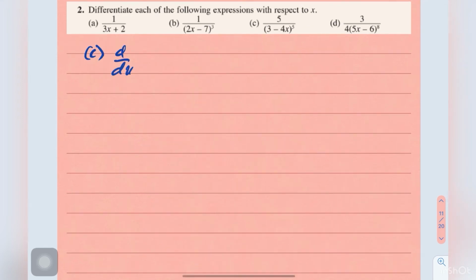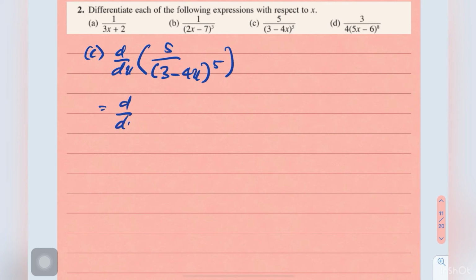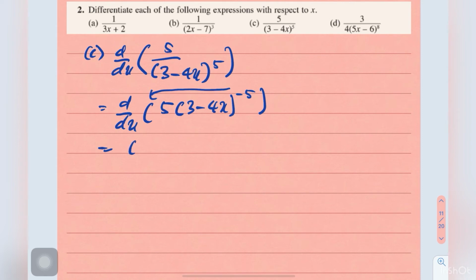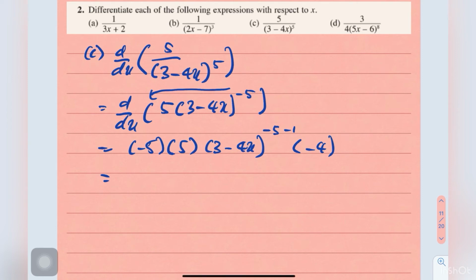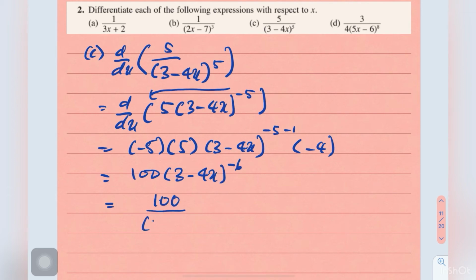d/dx of 5 over (3 minus 4x)^5. Okay, move up, 5 is a constant. (3 minus 4x) to the power of negative 5. Okay, so here negative 5 times 5 (3 minus 4x) to the power of negative 5 minus 1, times negative 4. Okay, here we have 100 (3 minus 4x)^(-6), or 100 over (3 minus 4x)^6.